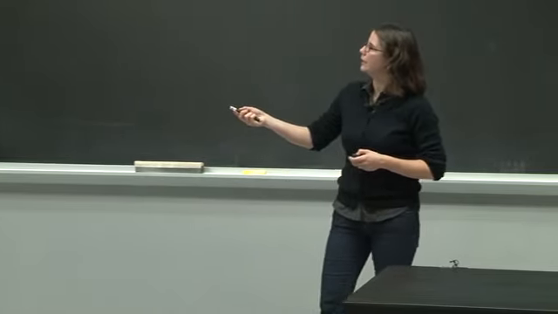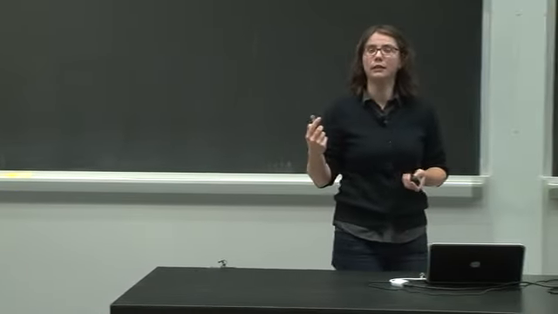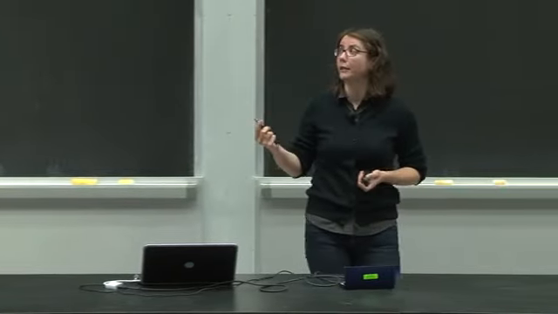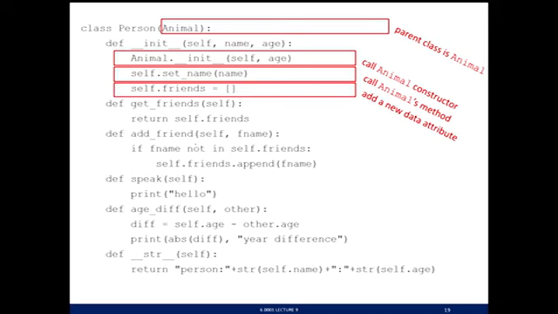The next thing I'm doing in the init is setting the name to whatever name was passed in. Notice in the init I can do whatever I want, including calling methods. And the last thing I'm doing here is creating a new data attribute for a person, which is a list of friends. An animal didn't have a list of friends, but a person is going to.